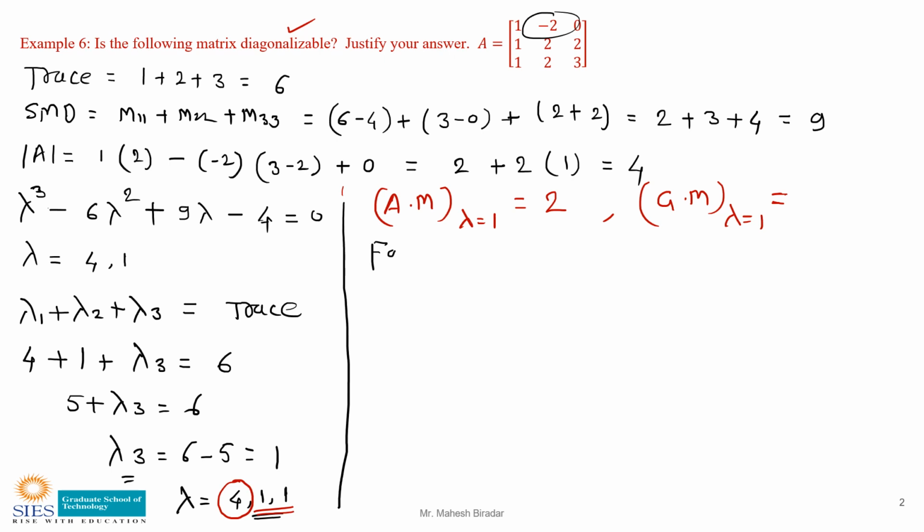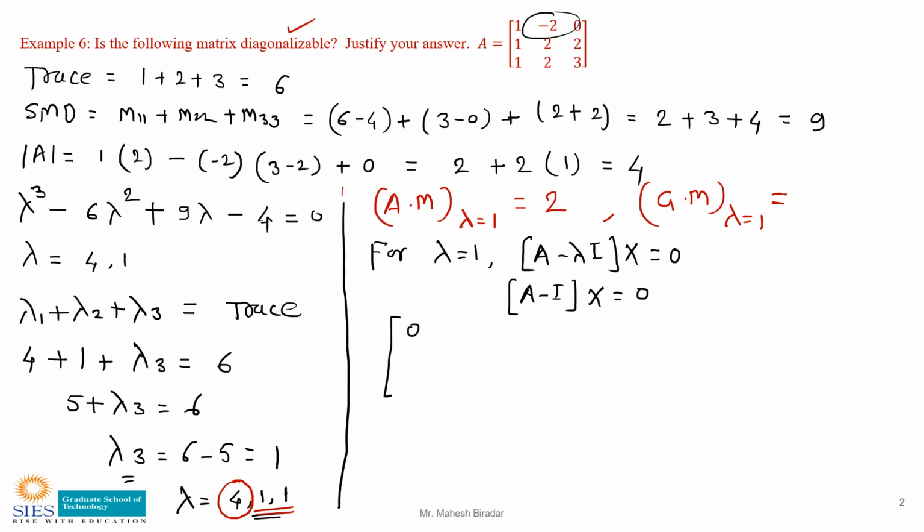To find the eigenvector associated with lambda equal to 1, you can put this value of lambda in the equation A minus lambda I into x is equal to 0. Here lambda is 1, which means you need to subtract 1 from the diagonal elements. So if I subtract 1 from the diagonal elements, this will be 0. This is minus 2, 0, 1. 2 minus 1 is 1, and 2. This is 1, 2, and 2 into x1, x2, x3.